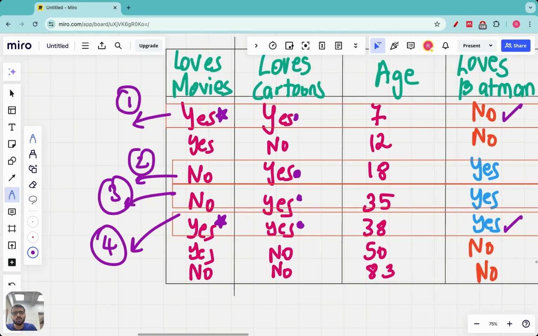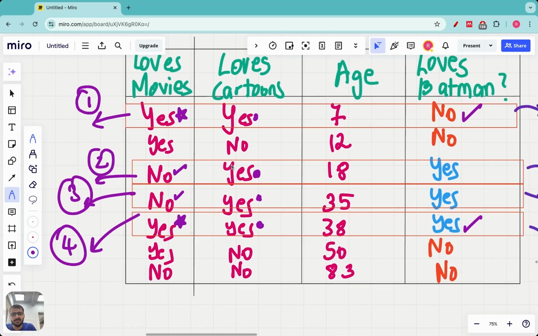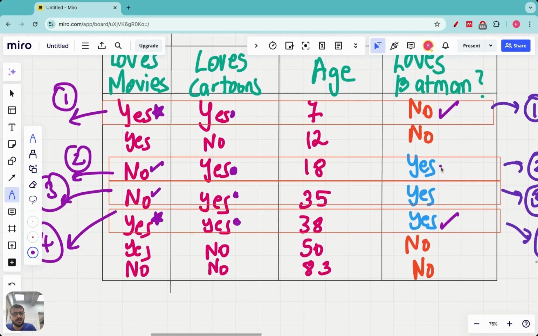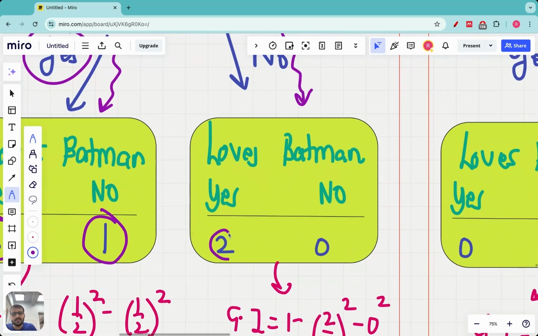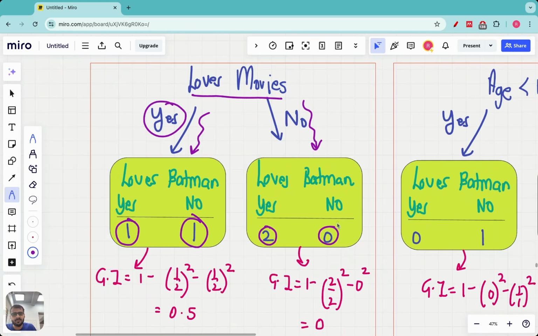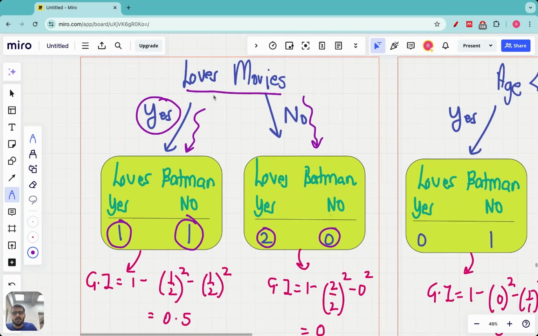Great. Now let me go to the loves movies no category. So which means there are two people here, this person and this person, and let's see whether they love Batman. And we can see that indeed both of them love Batman here. So there will be two yes and there will be zero no. Okay, so this is the left leaf here and this is the right leaf here.